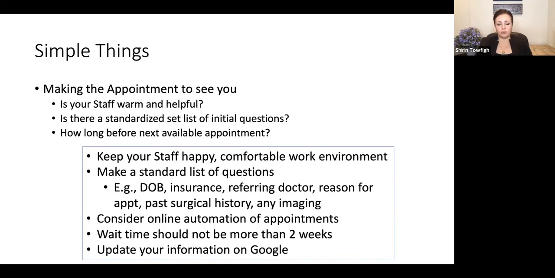That's super important. With regard to some appointments, there are online automation systems where the patients can go online and make their own appointments with you. In general, the wait time should not be more than 2 weeks. I know doctors that have 6-month waiting times, and that's just no longer a badge of honor. If you have an office where the next available appointment is 6 months from now, you are not running a good office. There's some issue.